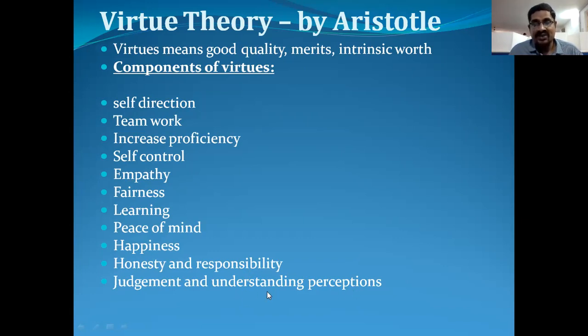The next thing is judgment and understanding perceptions, understanding each and every situation. Perception is a state of understanding. To solve societal problems, we need right judgment, understanding the situations of others, understanding how to solve the problems, and understanding the society. So these are a few components of virtue.